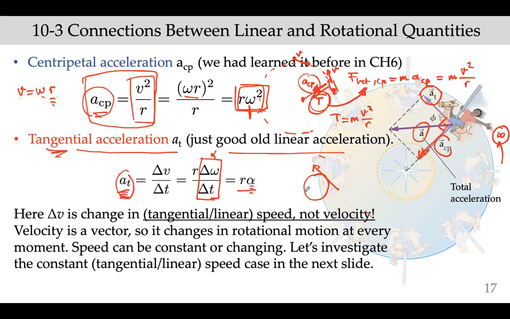Now, what is total acceleration if there's no angular acceleration? Well, if this term is 0, then this term is 0. So what's left is just ACP, centripetal acceleration. Then the total acceleration will be just centripetal acceleration towards the center.